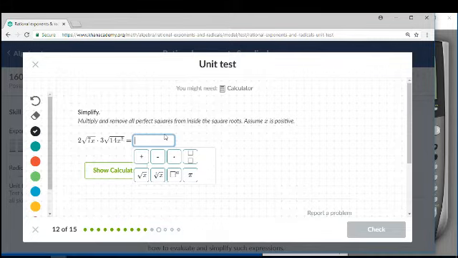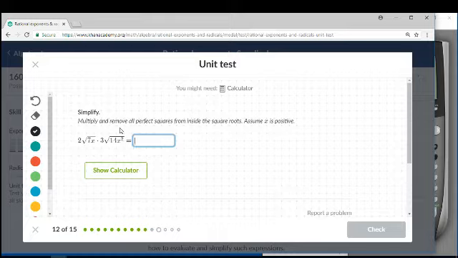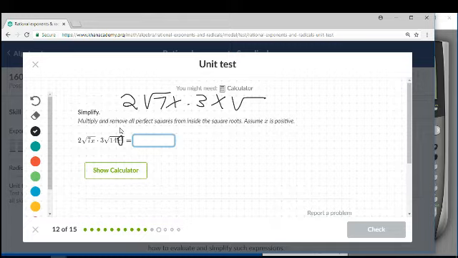2 times the square root of 7x times 3 times the root of 14x squared. All right, we remove all perfect squares. So here there are no perfect squares. The main thing is that the square root of x squared is x. So let's rewrite this as 2 times the square root of 7x times, take out that x squared, times 3x times the square root of 14.